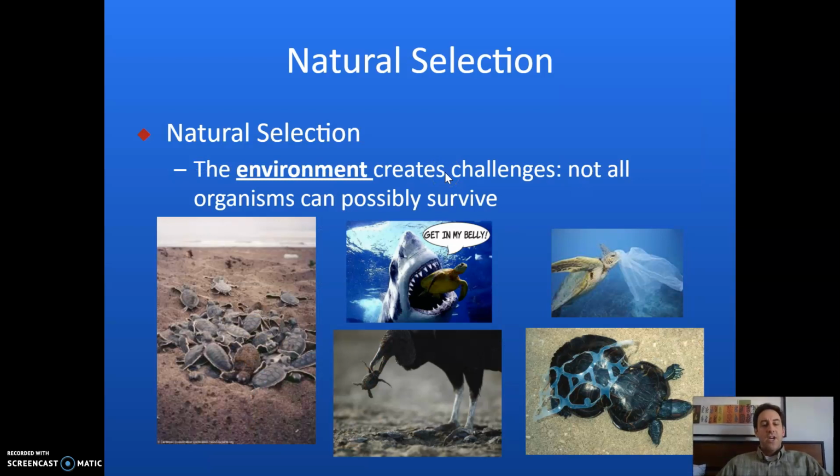Second, the environment, E, creates challenges. Not all organisms can possibly survive. This is kind of the tragic little tale of biology. Lots of things die. So here you have a whole bunch of sea turtles. They've hatched from their eggs and they're heading from the beach to the water. And what you don't realize is a lot of those things are going to get picked off on the way. Birds descend on them and pick them off. Sometimes snakes descend on them and pick them off. Once they get into the water, sharks and other fish pick them off. Those that make it, humans, pollute and pick them off. So a lot of things die because of that. Not all can possibly survive.